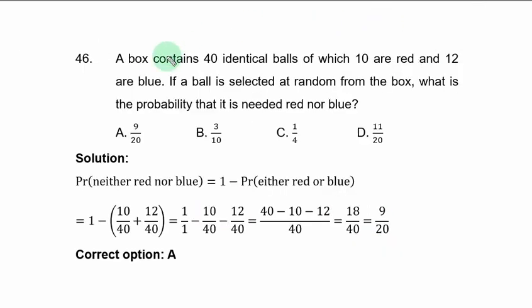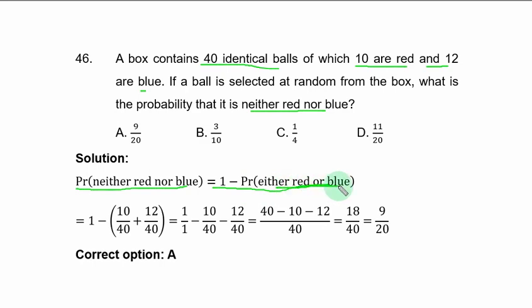Question 46. A bus contains 40 identical balls, of which 10 are red and 12 are blue. If a ball is selected at random from the bus, what is the probability that it is neither red nor blue? Solution: probability neither red nor blue is equal to 1 minus probability either red or blue. Now from here we have addition rule.